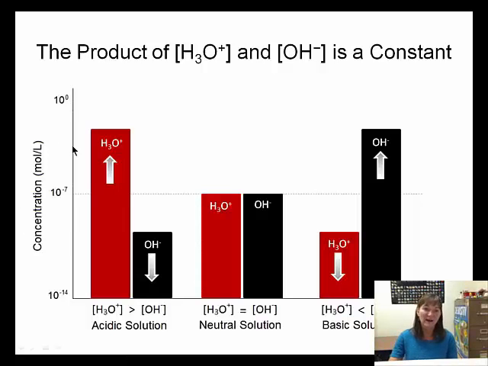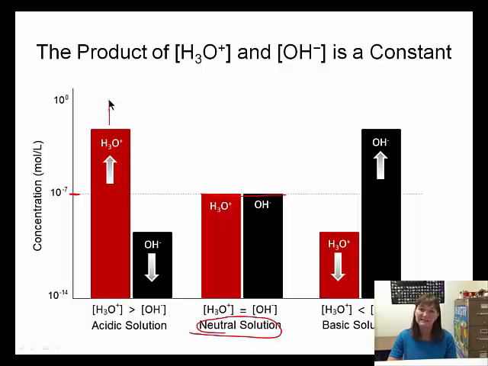If we look at the y-axis, right here is a concentration of 1 times 10 to the negative 7. So remember that that is your neutral state. If the hydronium and the hydroxide are both 1 times 10 to the negative 7, then that is going to lead us to a neutral solution. Hydronium and hydroxide equal to each other.